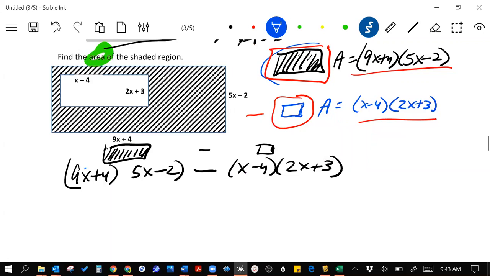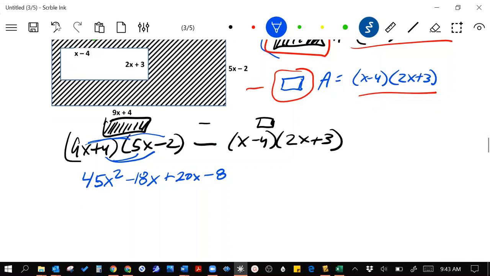So 9x times 5x, 9 times 5 is 45x, and x times x is x squared. I was careful about this this time. Then 9 times negative 2 is negative 18, and it's just x times 1 there, so there's just x. Double check that: 9 times 5, 9 times negative 2, looks good. Then plus 4 times 5x is plus 20x, and this one is minus 8.